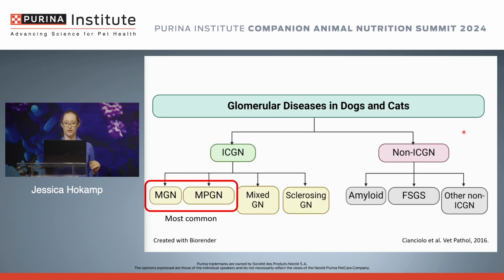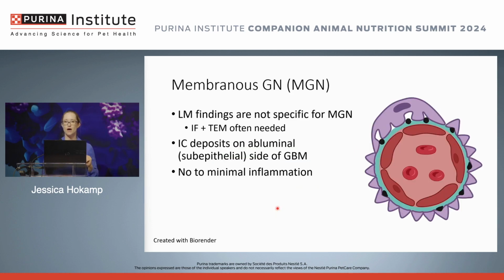So as I mentioned, glomerular diseases in dogs and cats are divided into ICGN and non-ICGN, and most commonly we see MGN and MPGN as our most common ICGN forms. I'm going to talk a little bit about their differences diagnostically. So for membranous, or MGN, the light microscopy findings that we see, those with those 4 major stains that I talked about, are not specific for MGN, meaning that other diseases can mimic this on light microscopy, and this is part of why IF and TEM are so important for a definitive diagnosis of immune complex-mediated diseases.